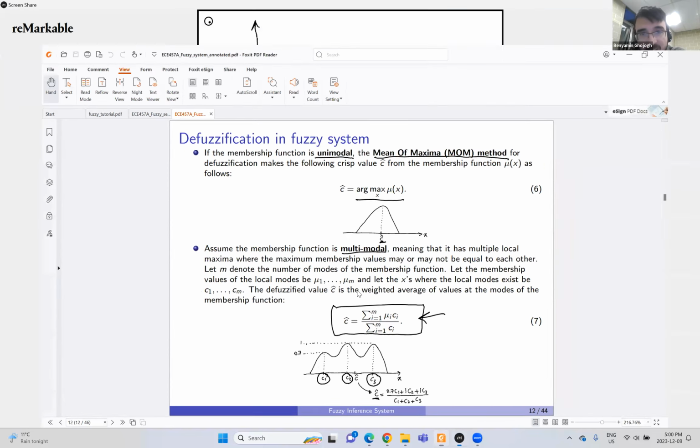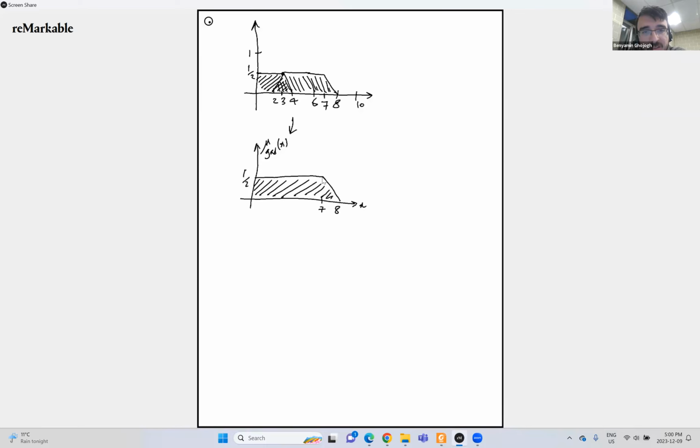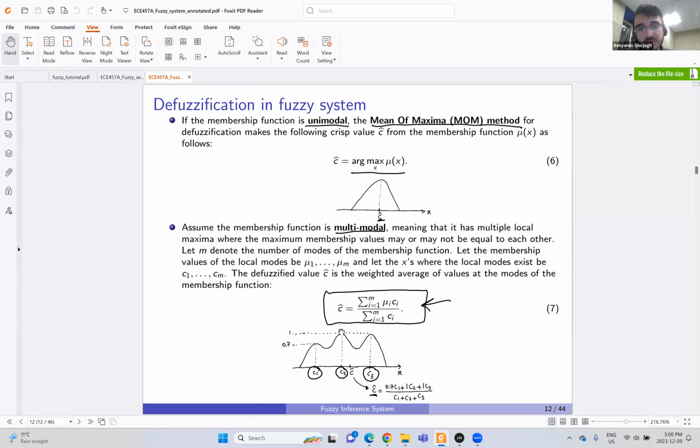Why? Because we have here, if you see my cursor here, it's almost all of them is our maximum. We don't have a bunch of discrete modes. And mean of maxima is usually useful when we have a bunch of discrete modes. So usually when we have continuous membership function.